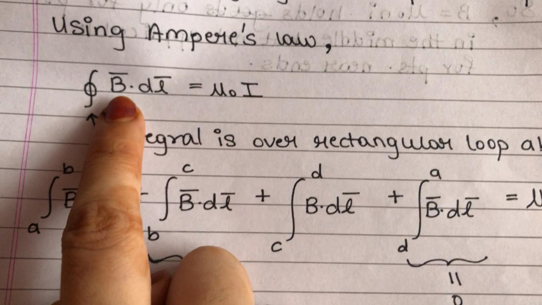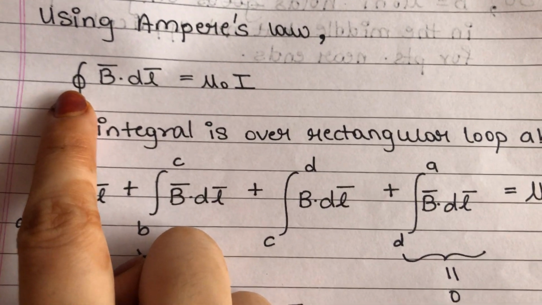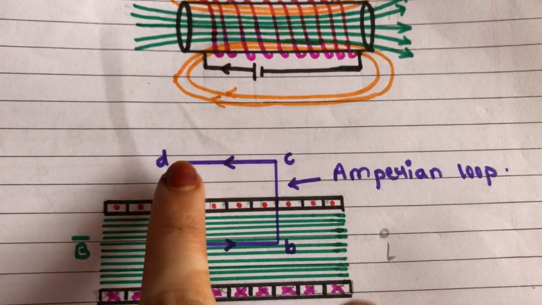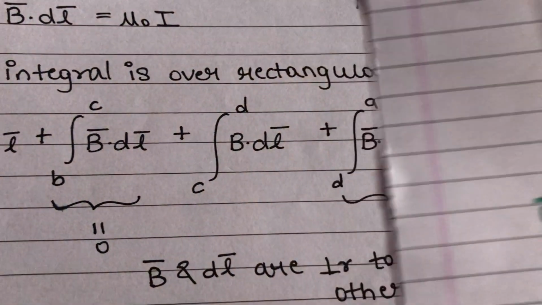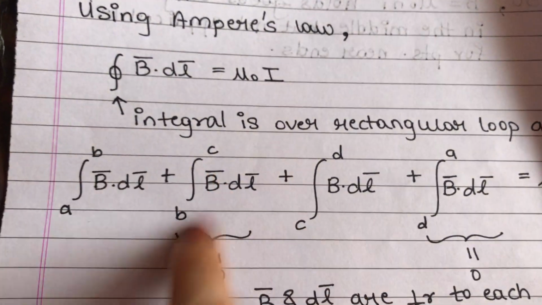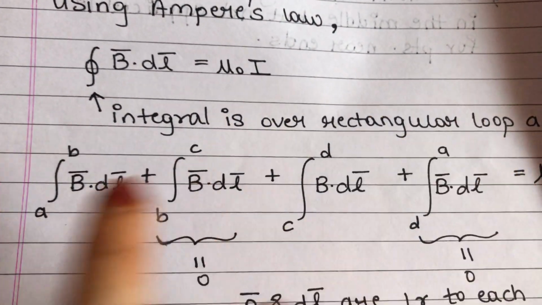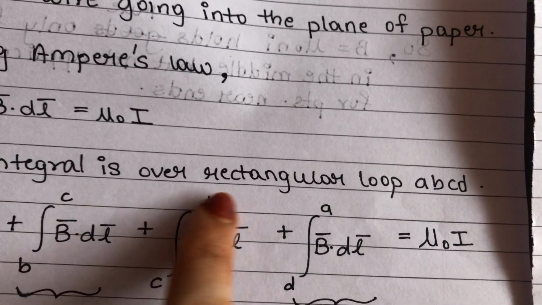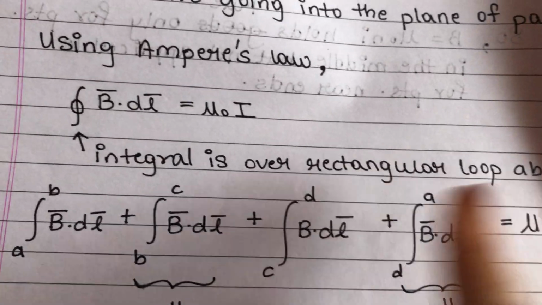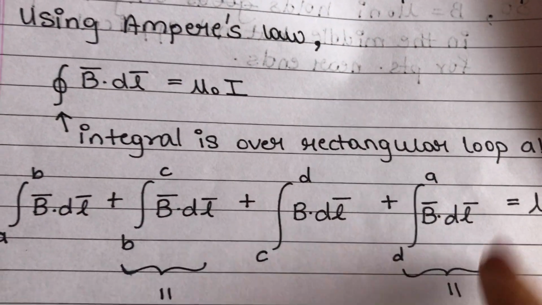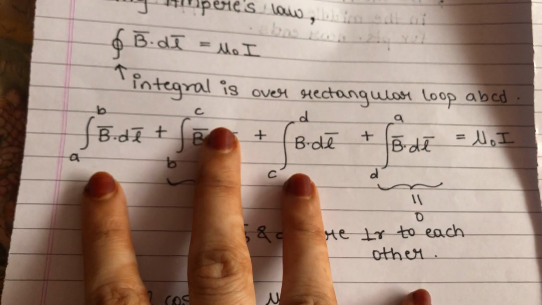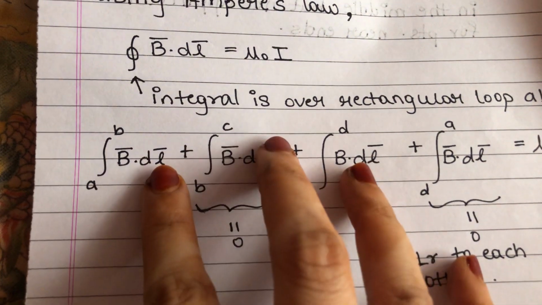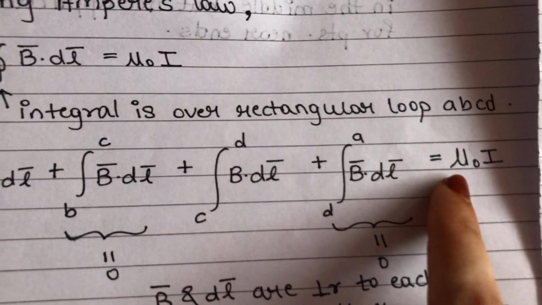Now this integral is over the closed loop. For me the closed loop is A to B, B to C, C to D and D to A. So I'll be breaking my integration into four paths: A to B, B to C, C to D, D to A. So this integral is over my rectangular loop ABCD, right? So this gets broken into four parts. Since it is broken up, we will not write the closed sign now, because it is broken into four parts. And the right hand side is as usual mu naught I.